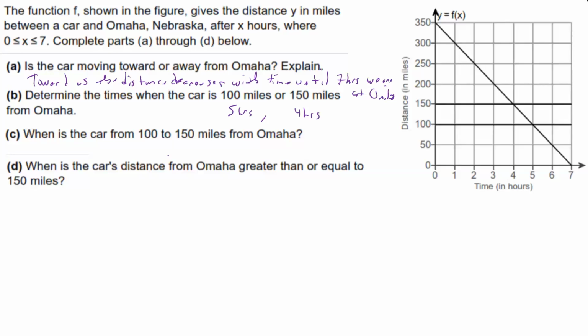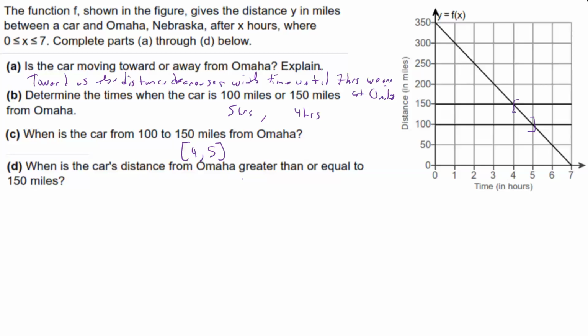Now, when is the car from 100 to 150 miles? So that means when is it from this position here to this position here? Well, that's going to be a little different. That's going to be from 4 to 5. So we actually have a distance, our time range. We go from 4, we're at 150, to 5, we're at 100. And so that's going to be a closed interval from 4 to 5.